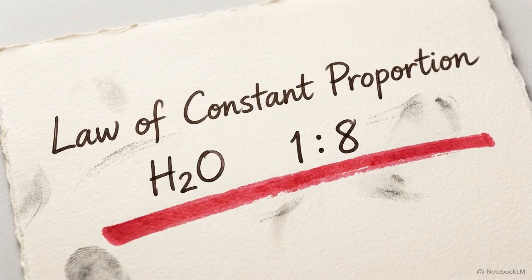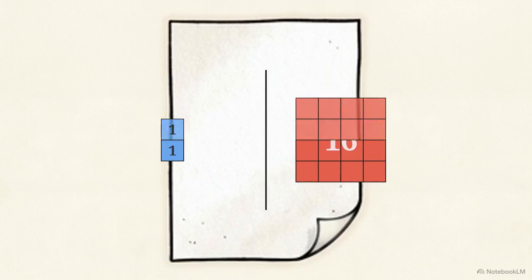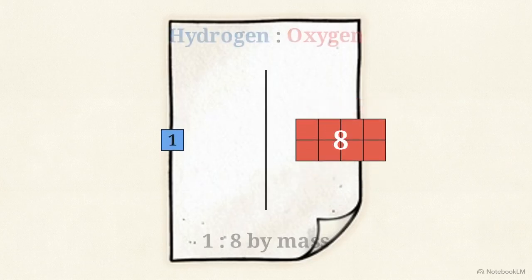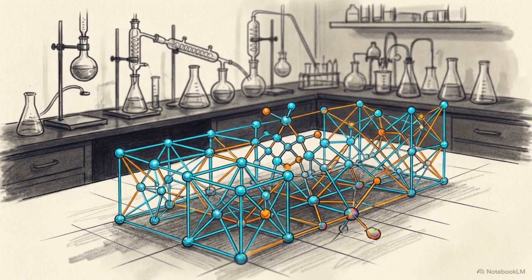This states that a specific compound will always contain its constituent elements in a fixed ratio by mass. For example, water, H2O, always maintains a mass ratio of exactly 1 part hydrogen to 8 parts oxygen. This ratio remains constant regardless of the water's source. These laws provide the mathematical boundaries that govern how every reaction behaves in a lab.